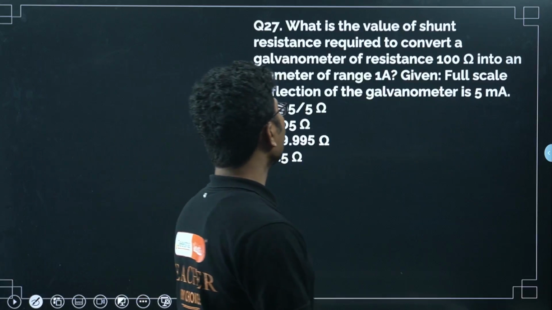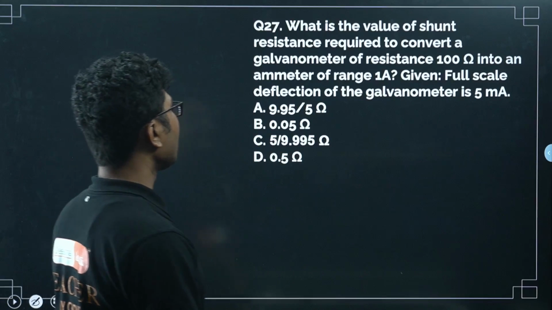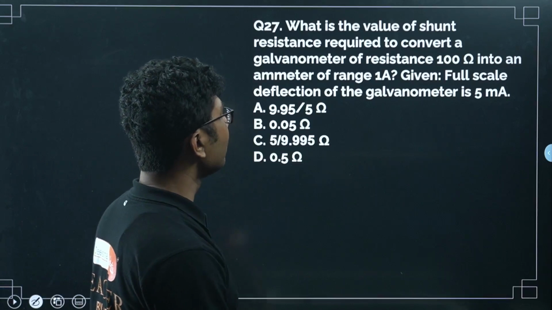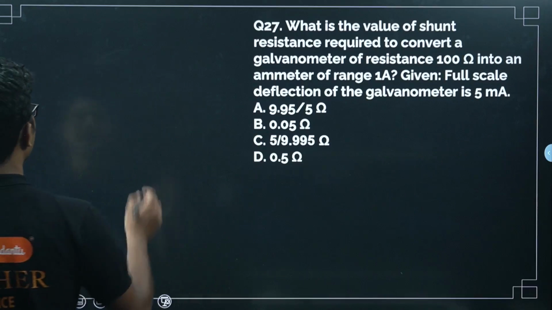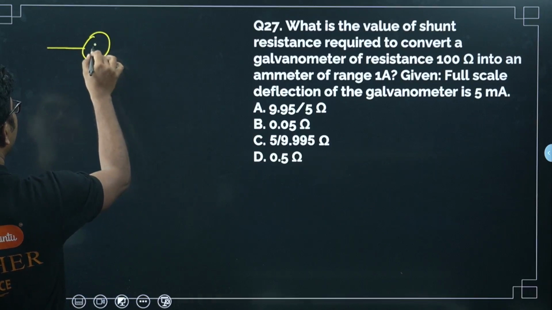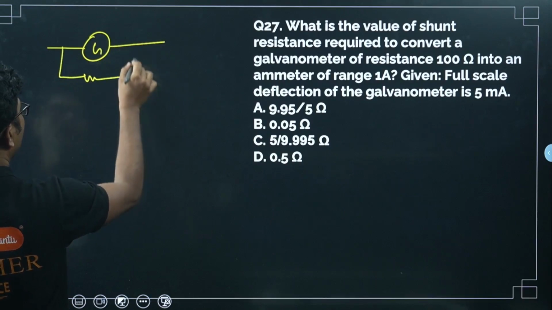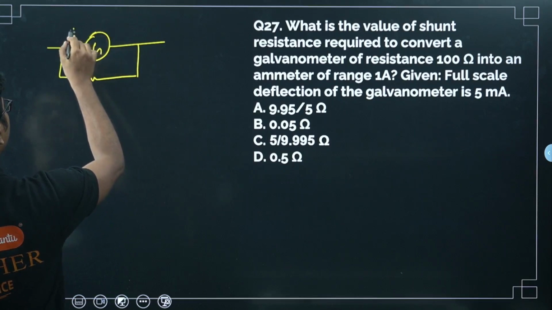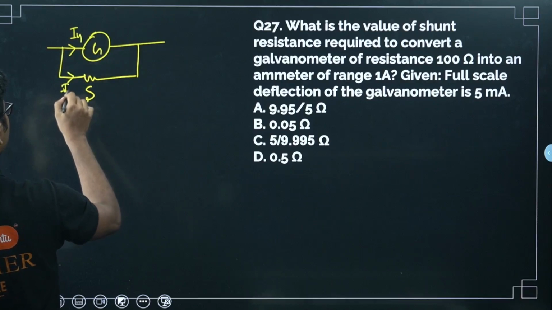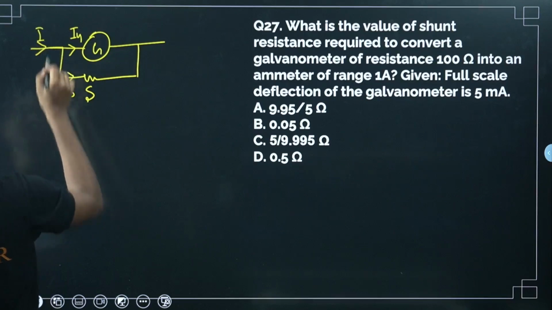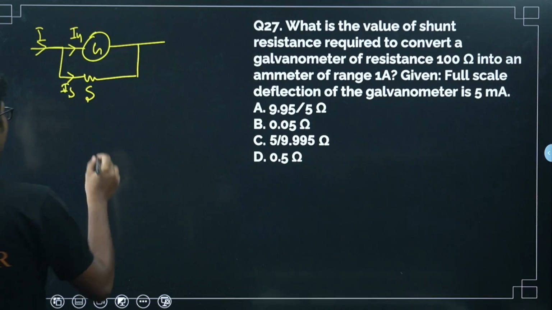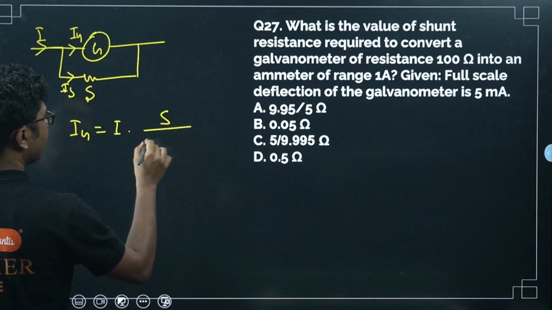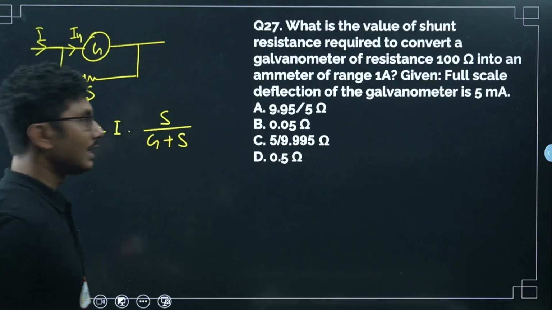Now, what is the value of shunt resistance required to convert a galvanometer of resistance 100 ohm into an ammeter of range 1 ampere given the full scale deflection of the galvanometer is 5 milliampere? So what is the meaning of that? We have a galvanometer, we have a shunt resistance, galvanometer resistance G. Now current through the galvanometer is Ig, current through the shunt is Is, and total external current is I. Now we know that Ig is I times shunt resistance divided by G plus S, right? We already learned this formula.